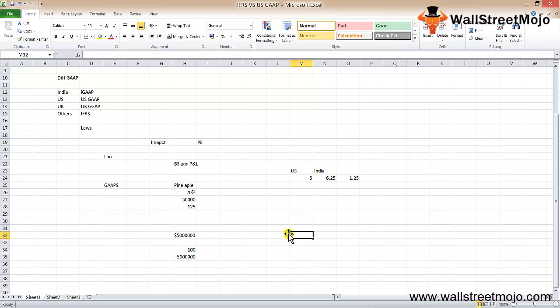So these differences have a huge impact on some of the businesses and the economic decisions like M&A, capital raising, foreign direct investments, etc., which will depend upon the same. So that's it for this particular topic.